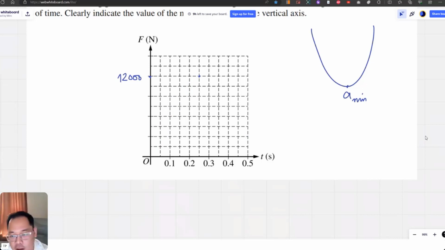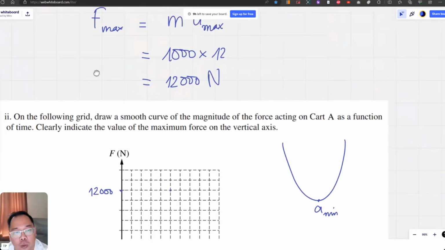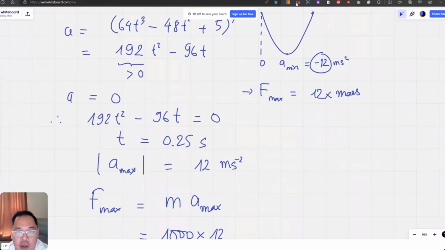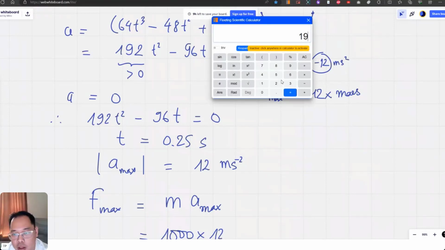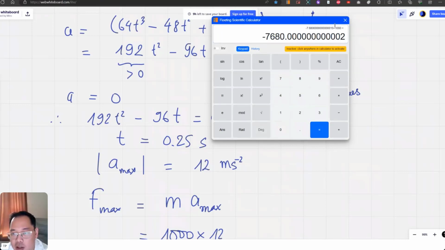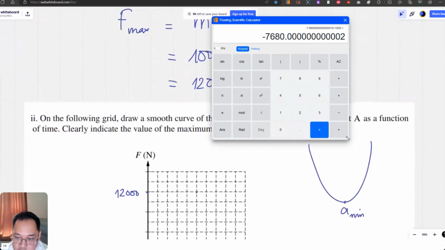Calculate the acceleration at time point 0.1 first. Replacing 0.1 in here: 192 times 0.1 squared, and then minus 96 times 0.1. We have the acceleration, and then we need to multiply by 1,000 from the mass to get the value of the force. 7,700, about that.